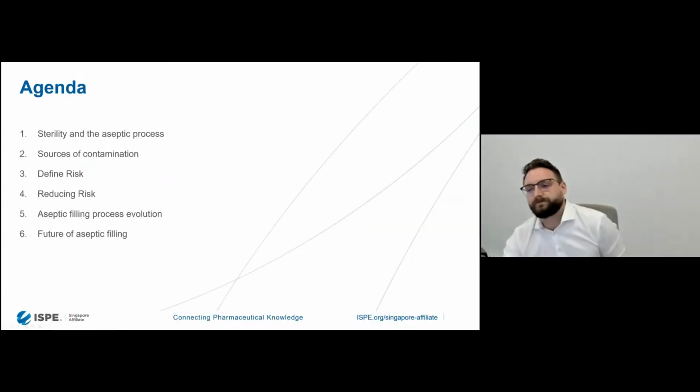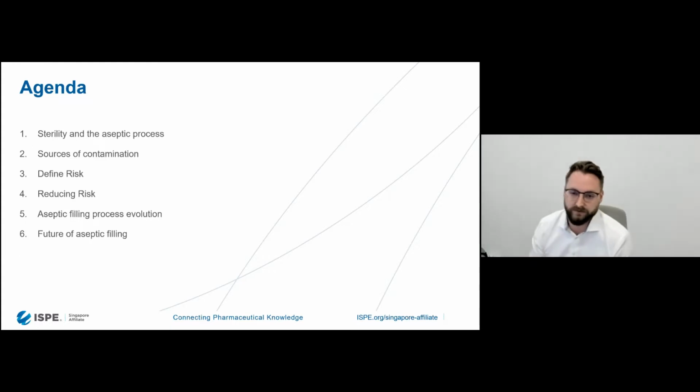All right. For today, we're going to focus mainly on the aseptic filling process at the filling machine itself. There's a lot that goes into the process, but we'll mostly talk about what happens at the filling machine. We'll define what the aseptic process is and what the sources of contamination are. We'll try to define that risk and then look at how to control that risk. Then we'll look at the aseptic filling process over the years and where it's headed into the future.